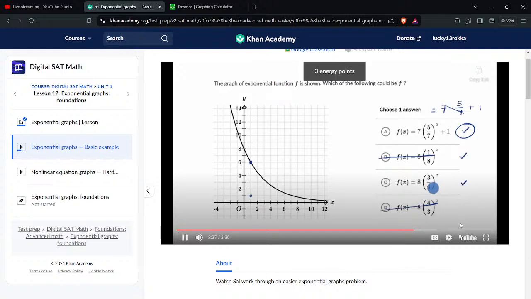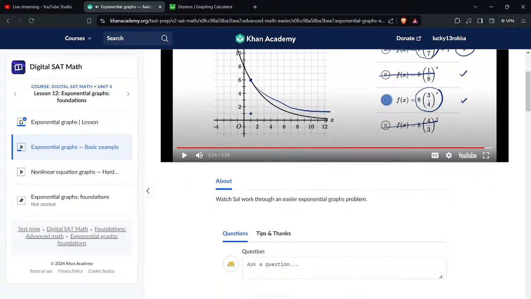exponential to another point would actually look something. There you go.